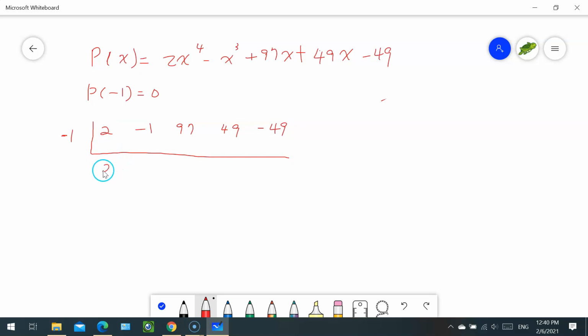Now drop down the 2. 2 multiplied with -1, you get a -2. Something on the function is wrong here. This is a positive x power 3. So let me change it.